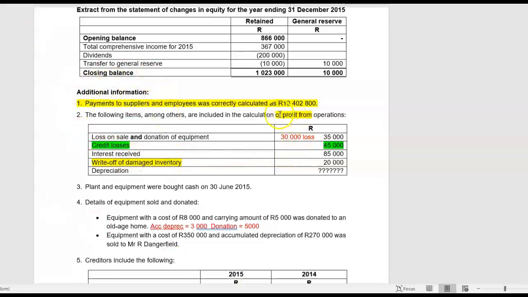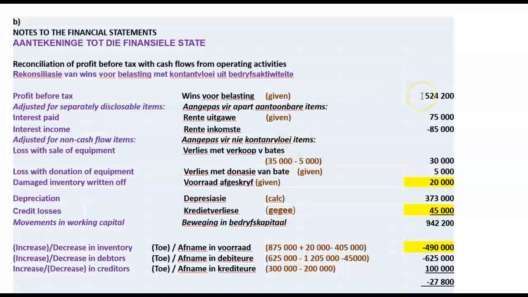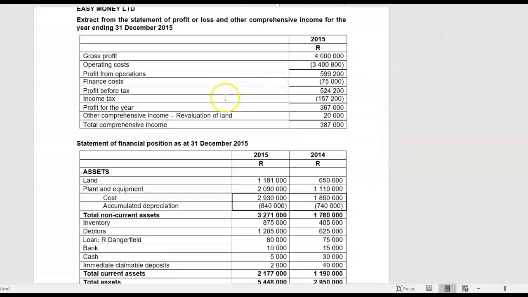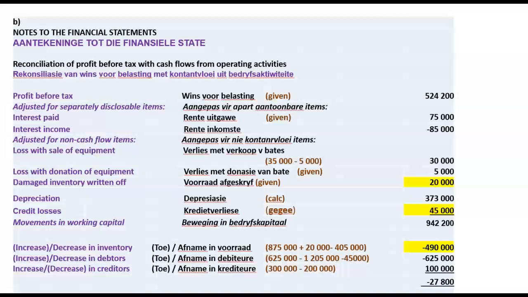Interest received, the amount included in our profit figure, and that is the figure that we adjust now, was 85,000 Rand. So that interest received had increased our profit before tax. Therefore, if we want to take it out, we have to deduct it: minus 85,000. Interest paid. Now they gave us in the income statement our finance costs. Finance cost was 75,000, included in our profit figure. So that is the figure that we're going to add back to our profit in order to eliminate that.